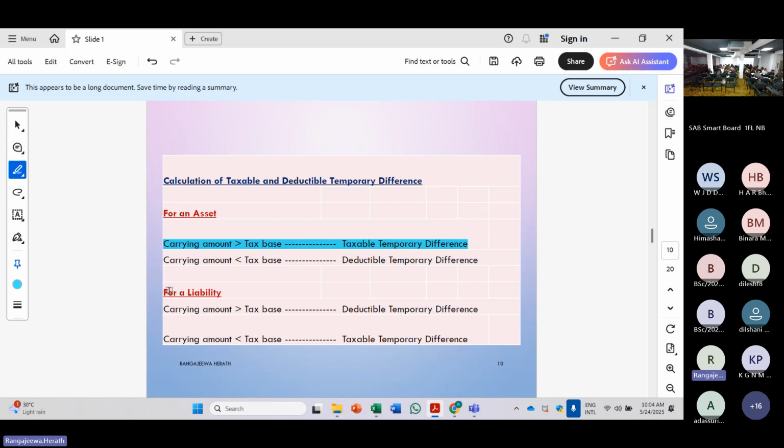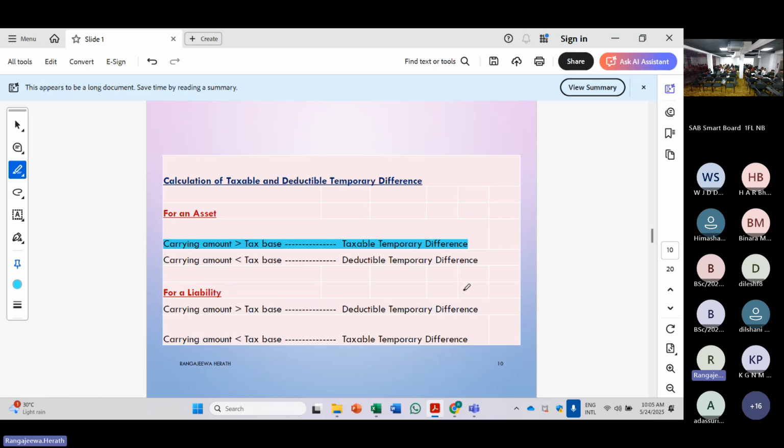That's why I told you, you need not remember all four. If you know the first one, the rest you can rationally develop. Right? Carrying amount of an asset greater than tax base will result in a taxable temporary difference. So if the carrying amount is less than the tax base, it is a deductible temporary difference. The opposite applies to a liability. Asset carrying amount greater than tax base, taxable temporary difference. Liability carrying amount greater than tax base, deductible temporary difference.